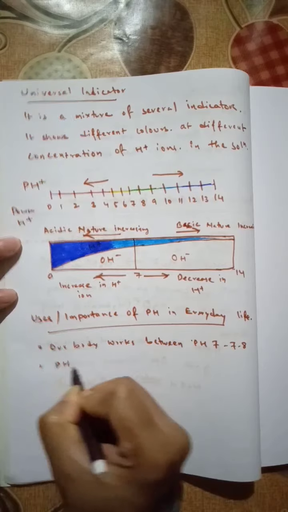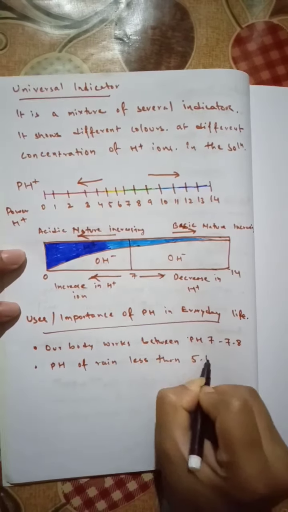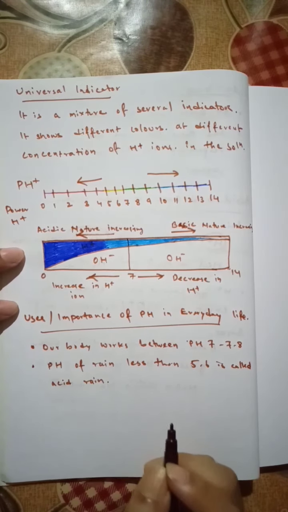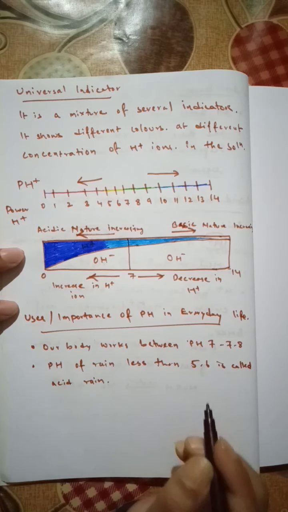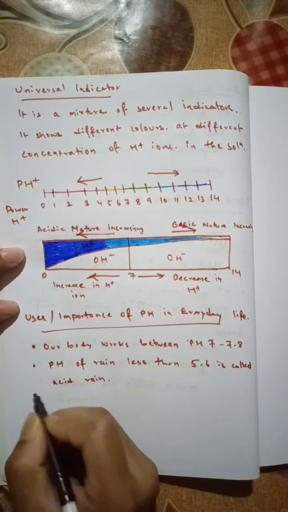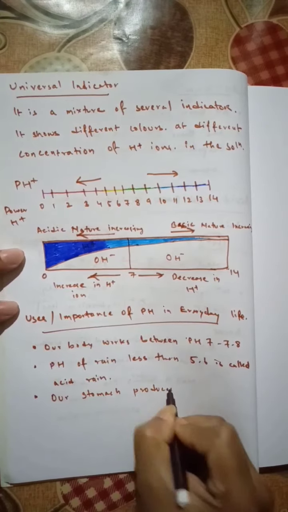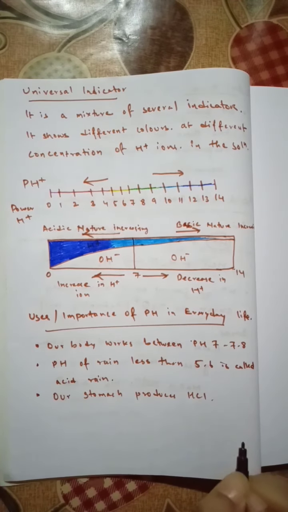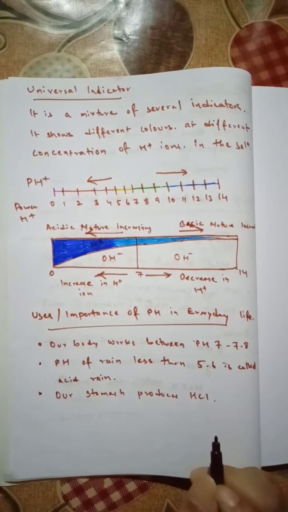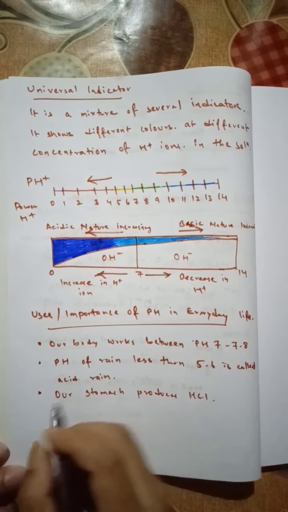Now the next point is pH of rain. Less than 5.6 is called acid rain. When we measure the pH of the rain and get a number below 5.6, it is called acid rain, which is not good for our health. Next point, our stomach produces hydrochloric acid. Whenever we take food, our stomach produces hydrochloric acid every time, and it also needs to be checked because an increase of HCl is not good for your health.